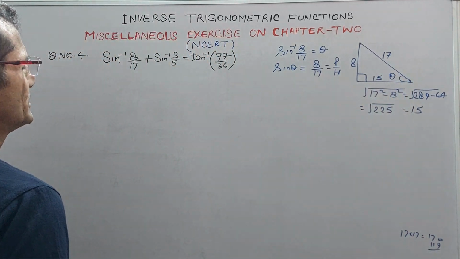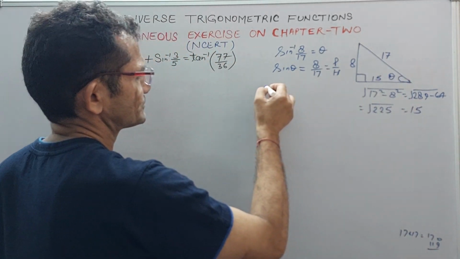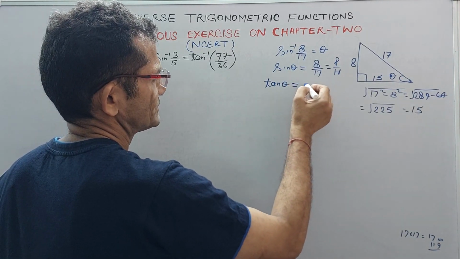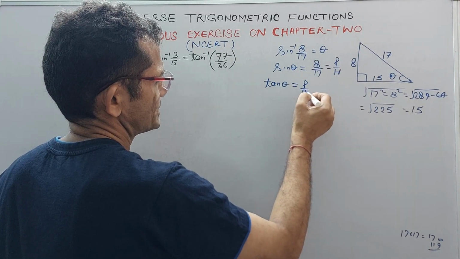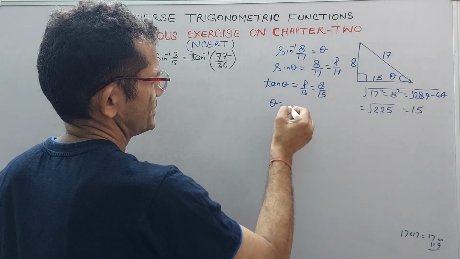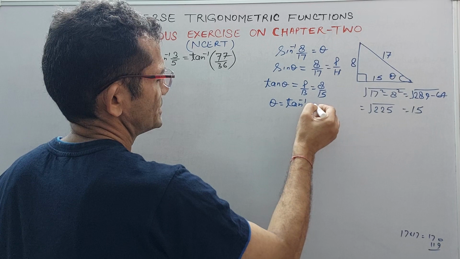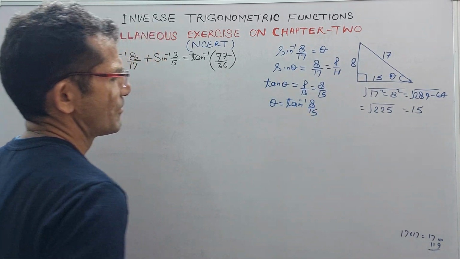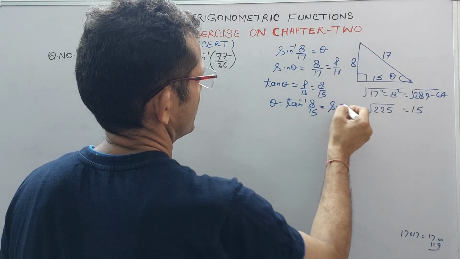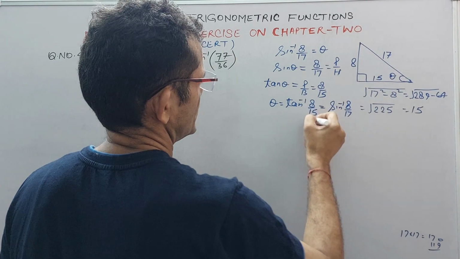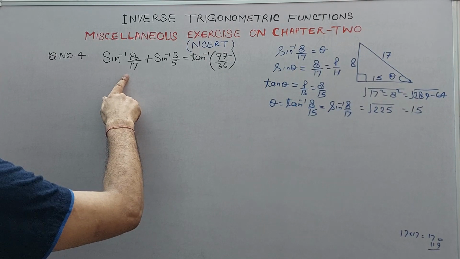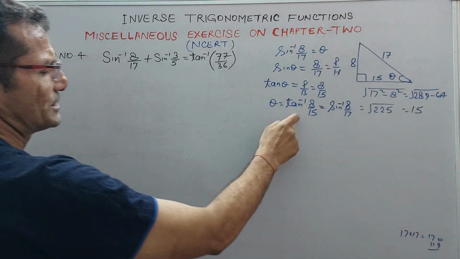So from here, tan theta is equal to p upon base. So p is 8 and base is 15. Therefore theta will be tan inverse 8 upon 15. This tan inverse 8 upon 15 is also equal to sin inverse 8 upon 17. In this way we have converted sin inverse 8 upon 17 into tan inverse.